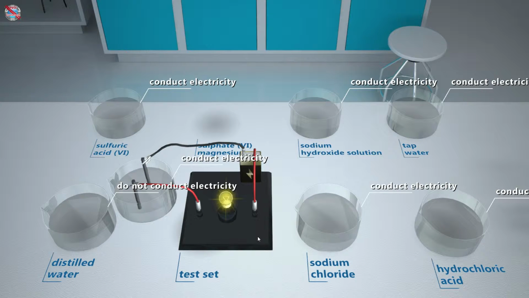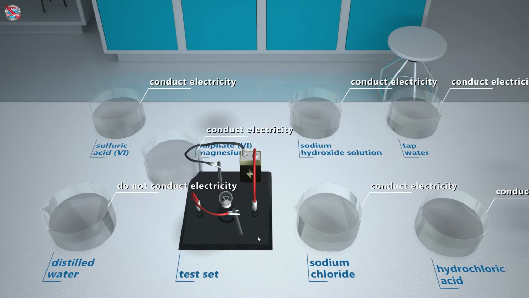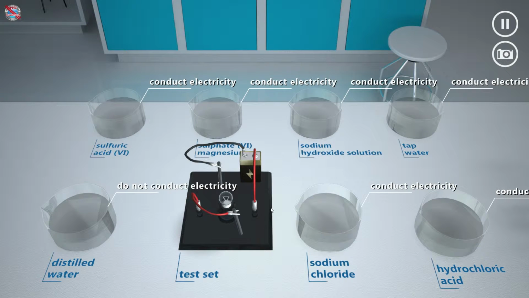You might have noticed that after the graphite electrodes are immersed in salt solutions, we observe the illumination of the light bulbs in our test kit. Salts which dissolve in water conduct electricity as a result of the electrolytic dissociation they undergo. As you can see, only distilled water does not conduct electricity. The remaining solutions had the properties of electrolytes.